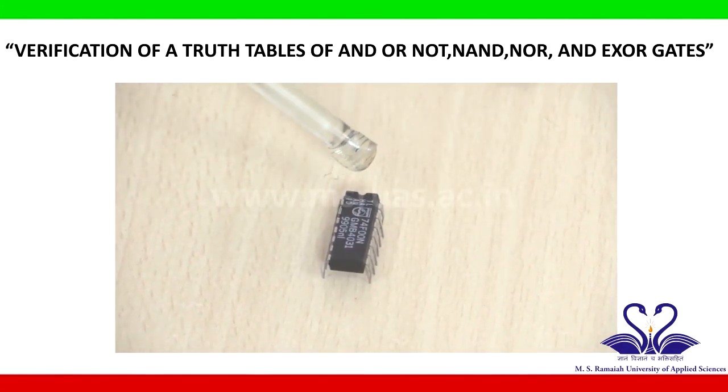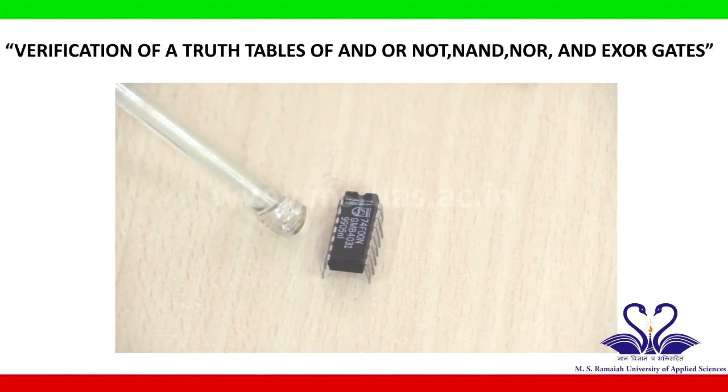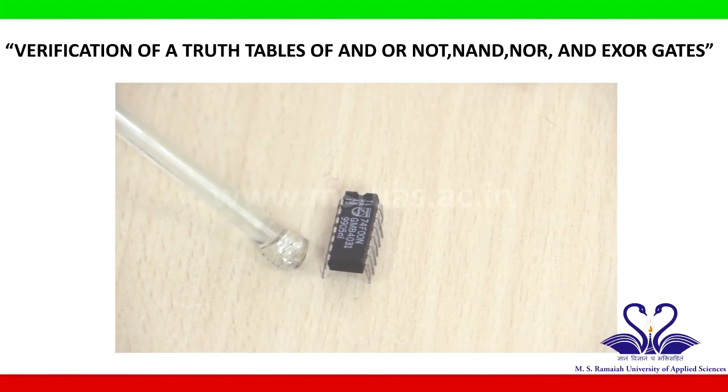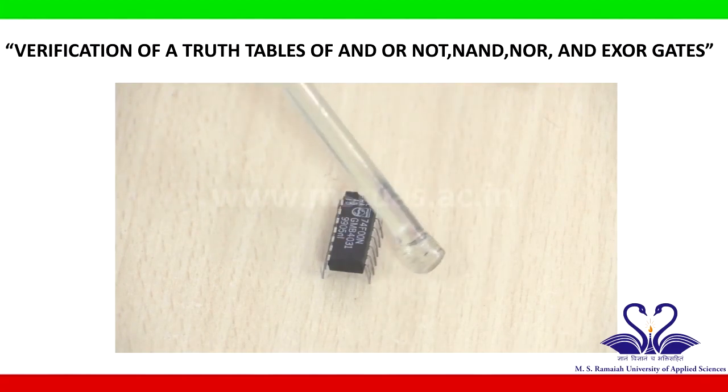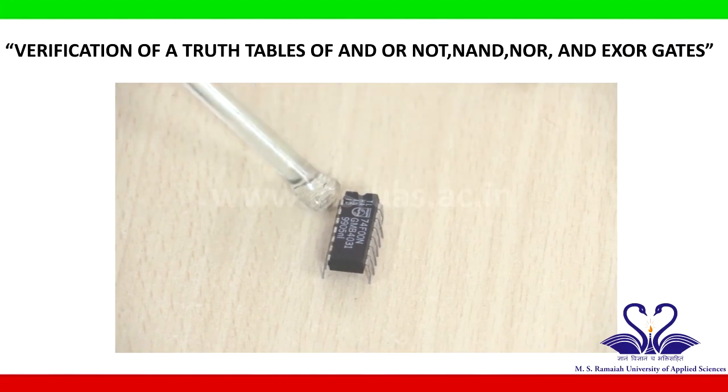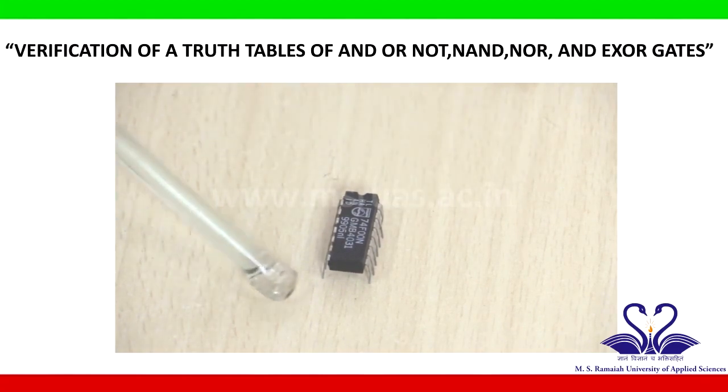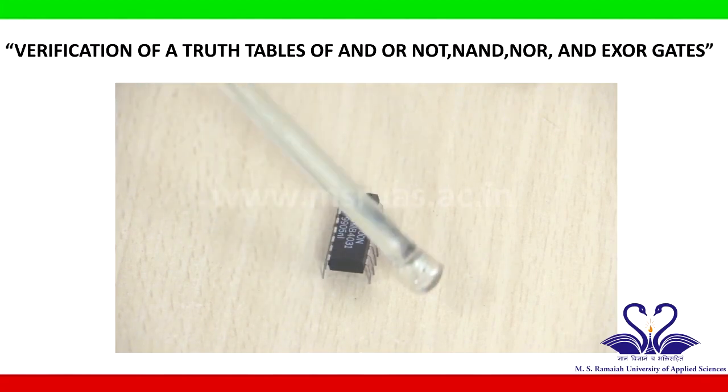On its top you can see a notch. Left side of the notch is called pin number 1, 2, 3, 4, 5, 6, 7. So one side it has 7 pins, that is 1 to 7. Opposite to pin number 7 is 8, 9, 10, 11, 12, 13, 14. So this is pin number 1, opposite to pin number 1 is pin number 14. This is pin number 7, opposite to pin number 7 is pin number 8.